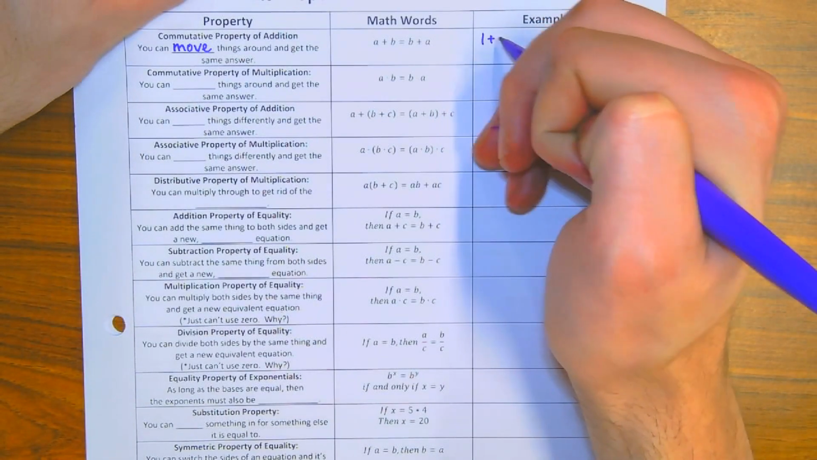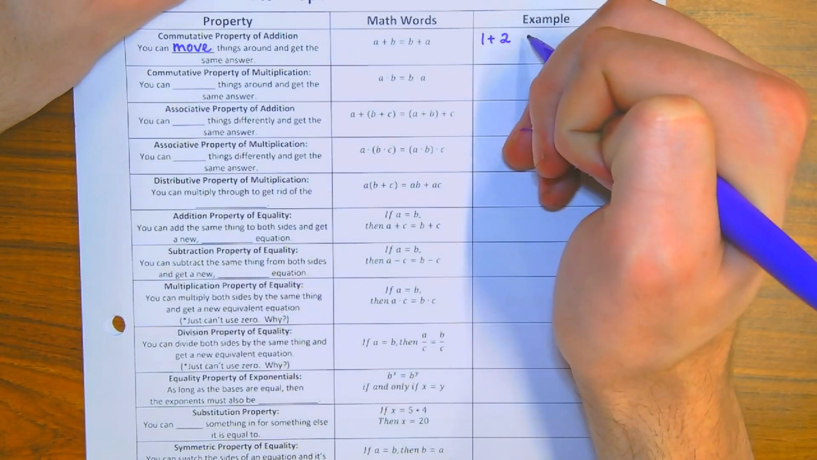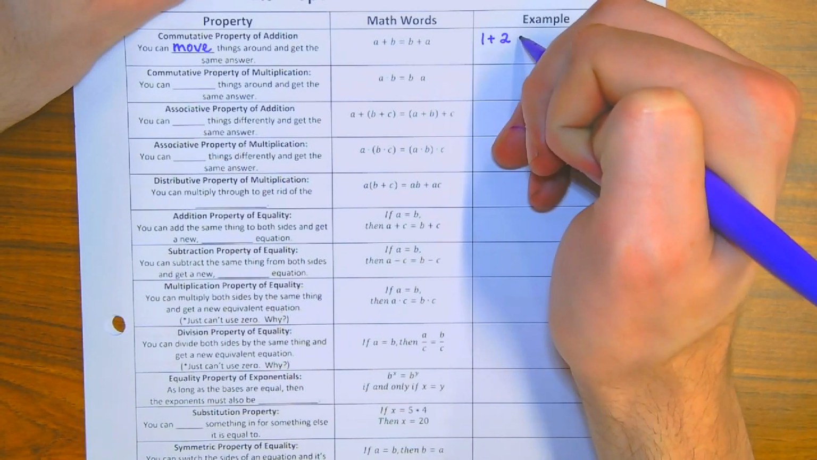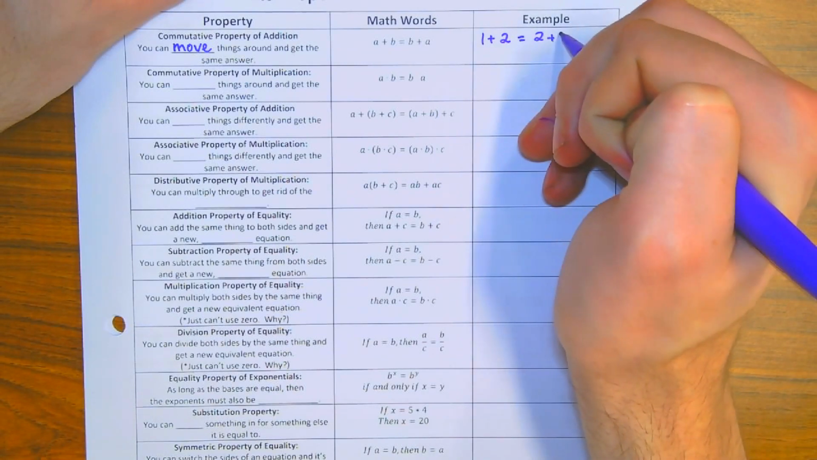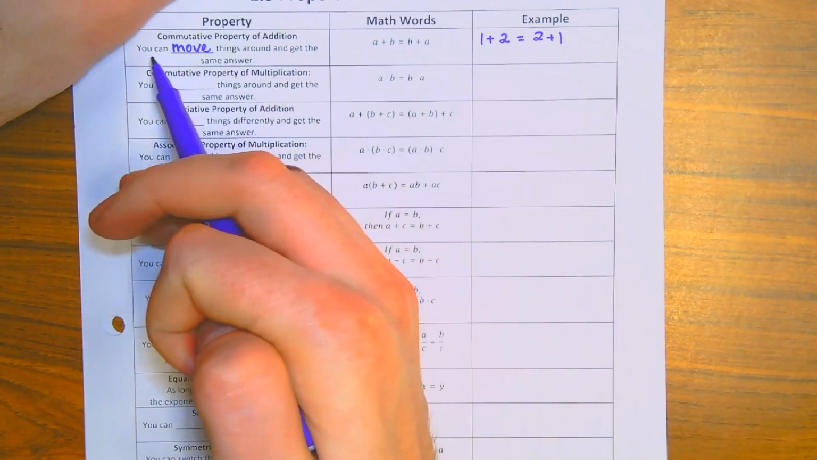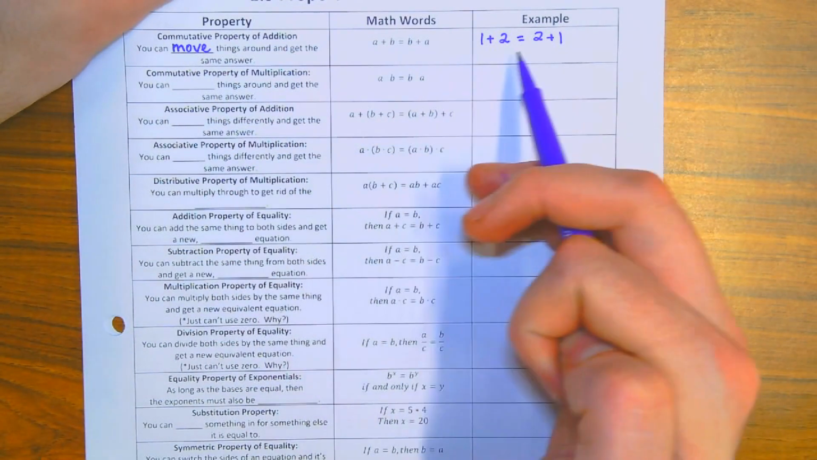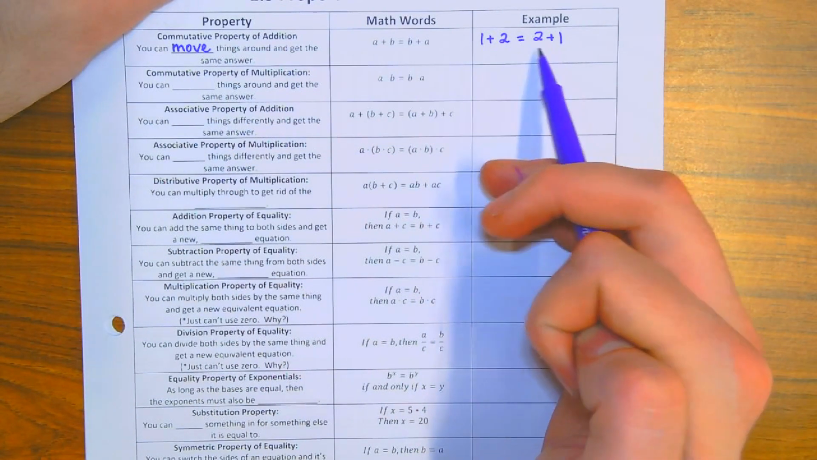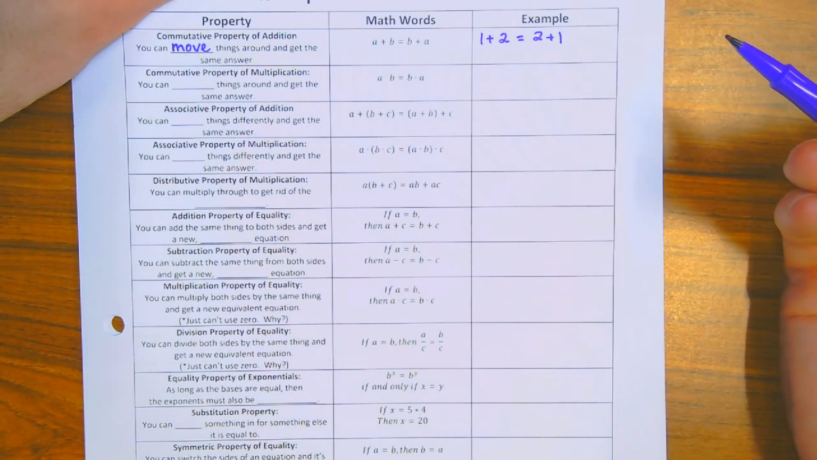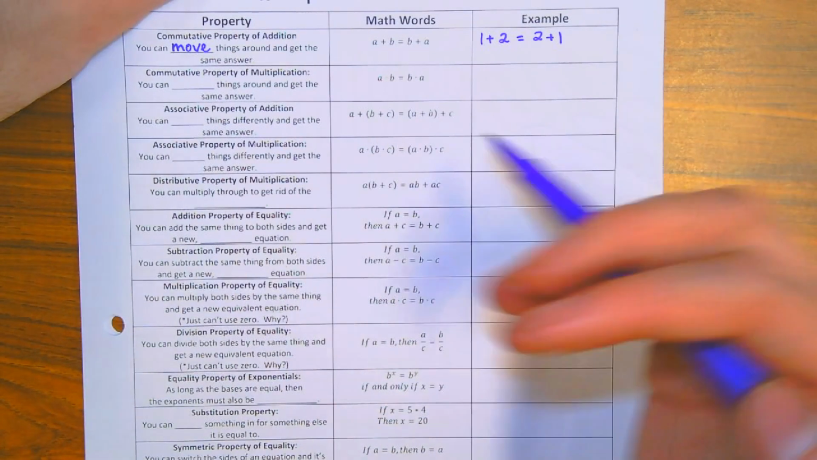1 plus 2 is going to be equal to 3, correct? Which is the same thing as saying 2 plus 1. Okay? You can move things around and get the same answer. So if I switch the places of 1 and 2, I'm still going to be the same. It doesn't change it. Okay?